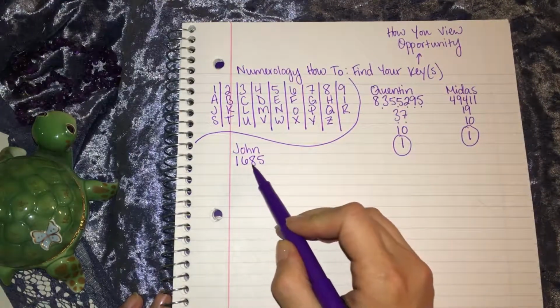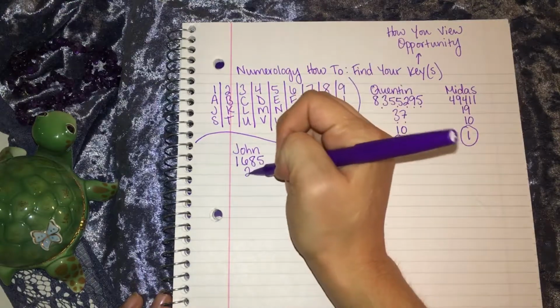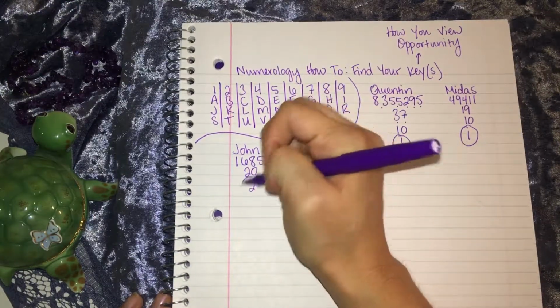So 7, 15, 20. So that would be 2 for John.